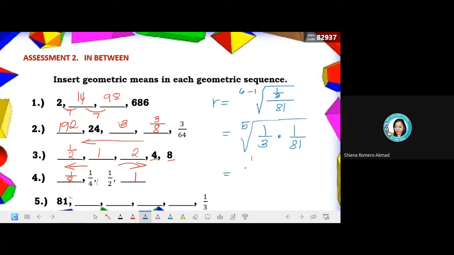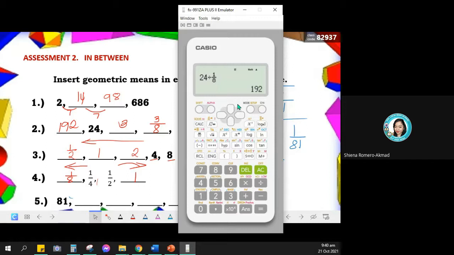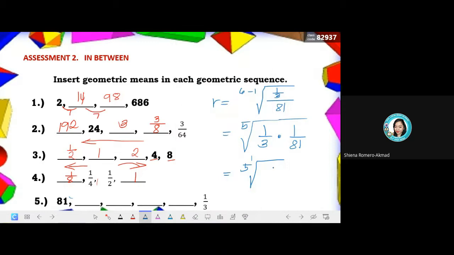So we'll get 5th root of 1/3 times 1 over 81. Pwede kayo mag-calculator dyan. So, 1/3 times another fraction, 1 over 81. Ay, sorry. Di ba pala dapat 81? Yeah. So, we have 1 over 243.